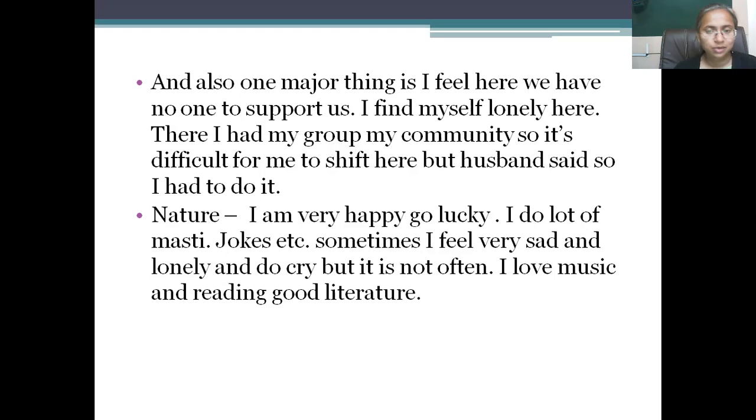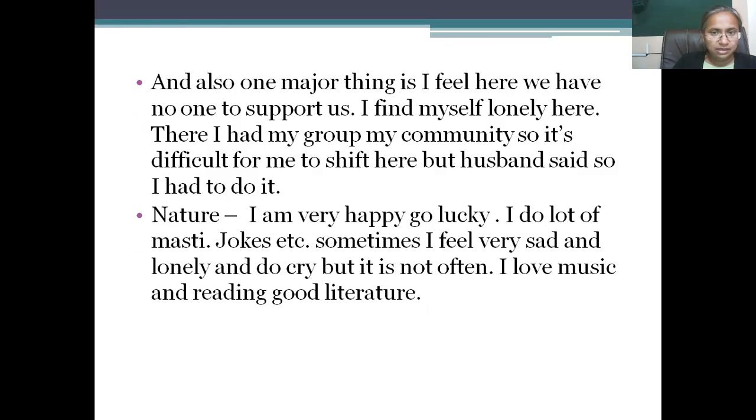And when I asked her about her nature, she said, I am happy go lucky. I'm a very happy person. I do a lot of masti and jokes, and sometimes I feel sad and lonely, and I also cry, but that's not a very frequent thing. Very often I don't do that. I love music and reading good literature. So she is a music lover and also a literature lover.